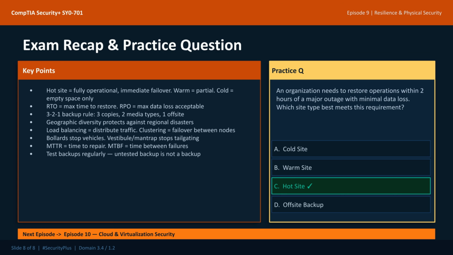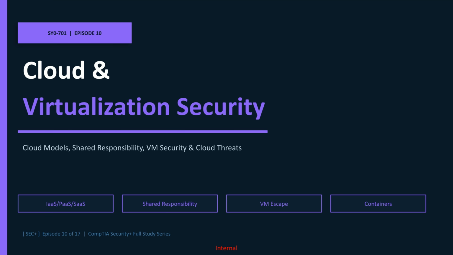To recap Episode 9, know the site types, the RTO-RPO metrics, and the 3-2-1 backup rule. Remember that clustering handles failover. For the practice question, an organization needing to restore operations within 2 hours with minimal data loss requires a hot site. Welcome to Episode 10, covering cloud and virtualization security.